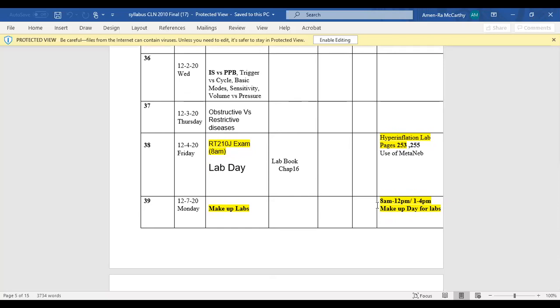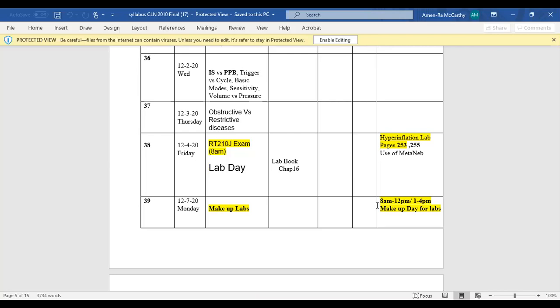CPR is not on the oral, okay? So Friday, you're going to get practice with orals. Everybody will be here. I'm going to pull oral cards and just ask you. And you can keep a record of how many you got right and how many you didn't, okay? So we're going to do the lab, which is quick, and then we're going to do practice orals for the rest of that day, okay? And then Monday, we're going to come in and take the exam for 210J and any kind of makeup lab.